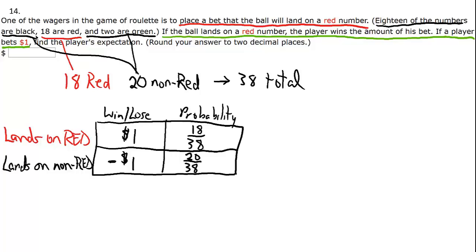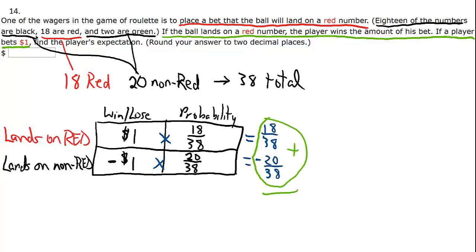And to calculate the expectation, you multiply across the rows and then add. So if you multiply 1 times 18/38, you get 18/38. And if you multiply negative 1 times 20/38, you get negative 20/38. And if you say 18/38 minus 20/38, you get negative 2/38.